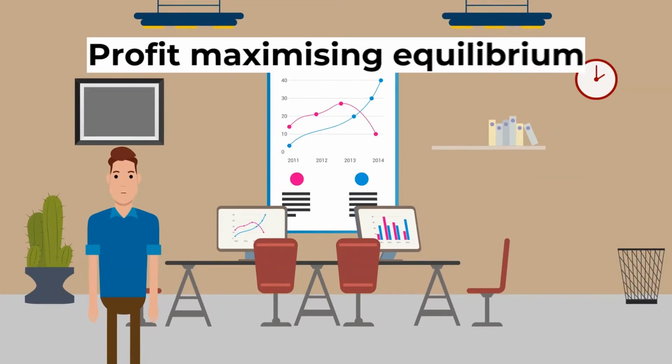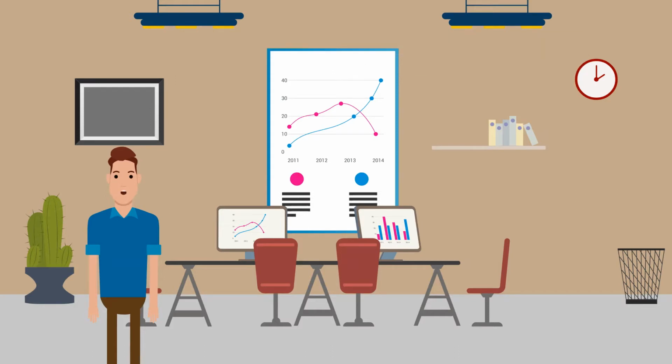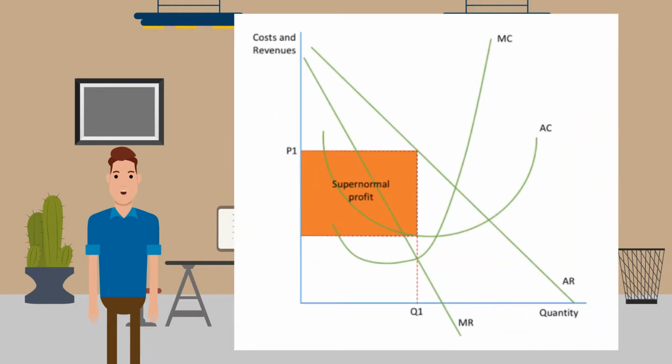What is the profit maximizing equilibrium for a monopoly? The demand curve for a monopolist will be the demand curve for the product, since the monopoly firm is the industry itself. It will be downward sloping, since even though the firm is a monopolist, people can still choose whether to buy the good or not.